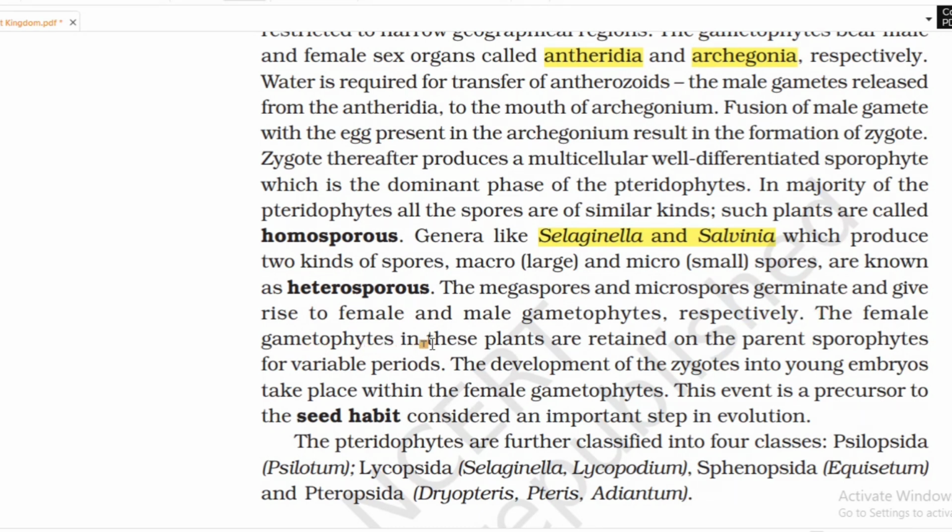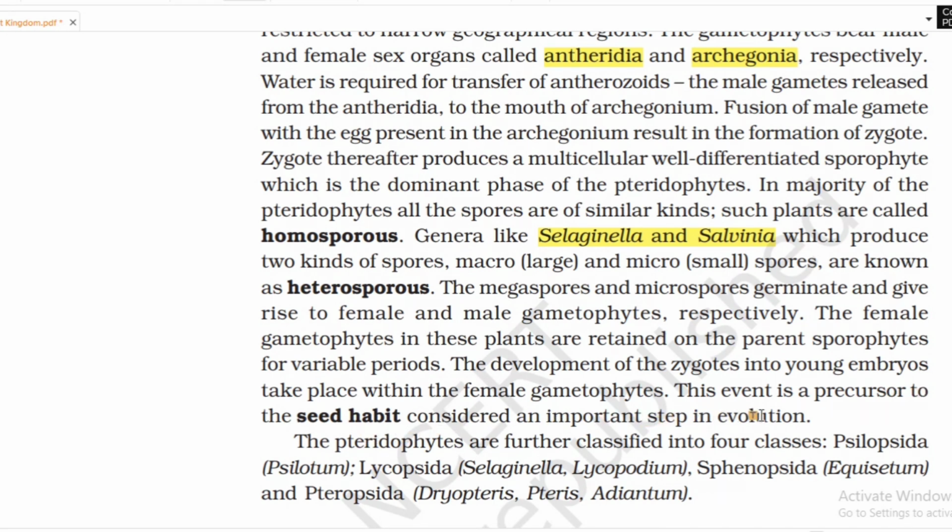The female gametophytes in these plants are retained on the parent sporophytes for variable periods. Development of zygotes into young embryos takes place within the female gametophytes. This event is a precursor to the seed habit, considered an important step in evolution.